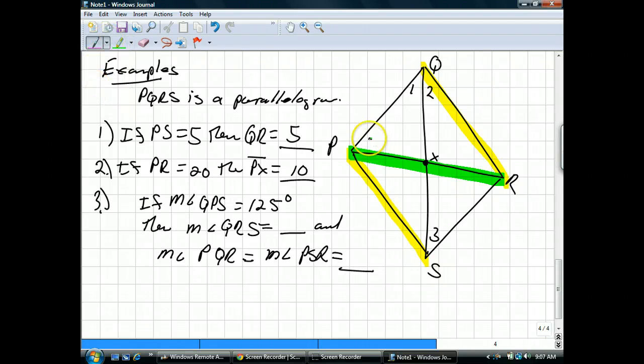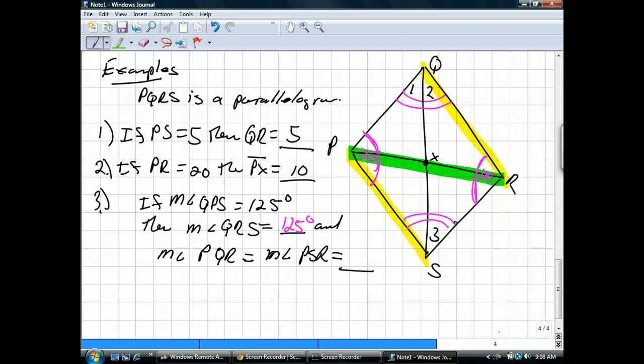QPS is this angle, and so we know that is 125 degrees. And so we know that opposite angles are congruent, so that means this one must also be 125. So QRS must be 125 degrees. Okay. Then PQR, which is this one, and PSR, which is this one, have to be congruent because they're opposite angles.